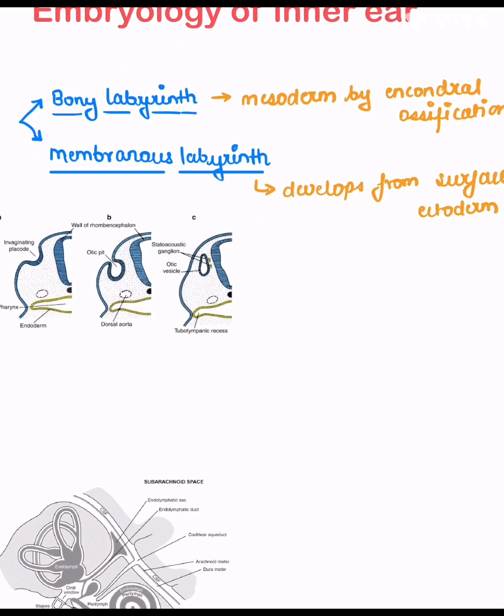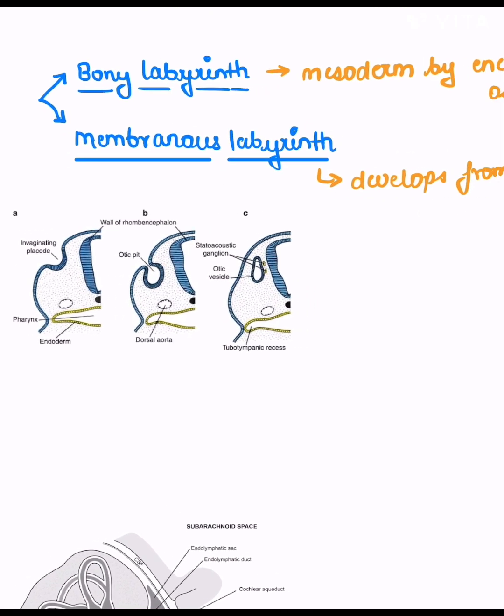This diagram here shows the development of membranous labyrinth. The first step in the development of membranous labyrinth is the formation of otic placode, which forms the otic pit, which forms the otic vesicle.